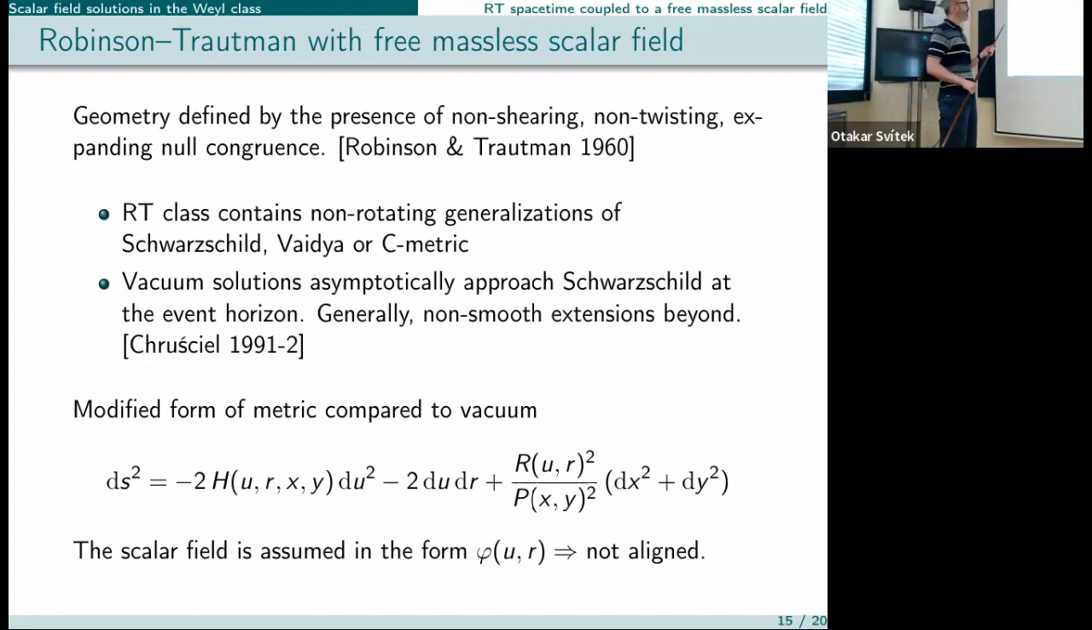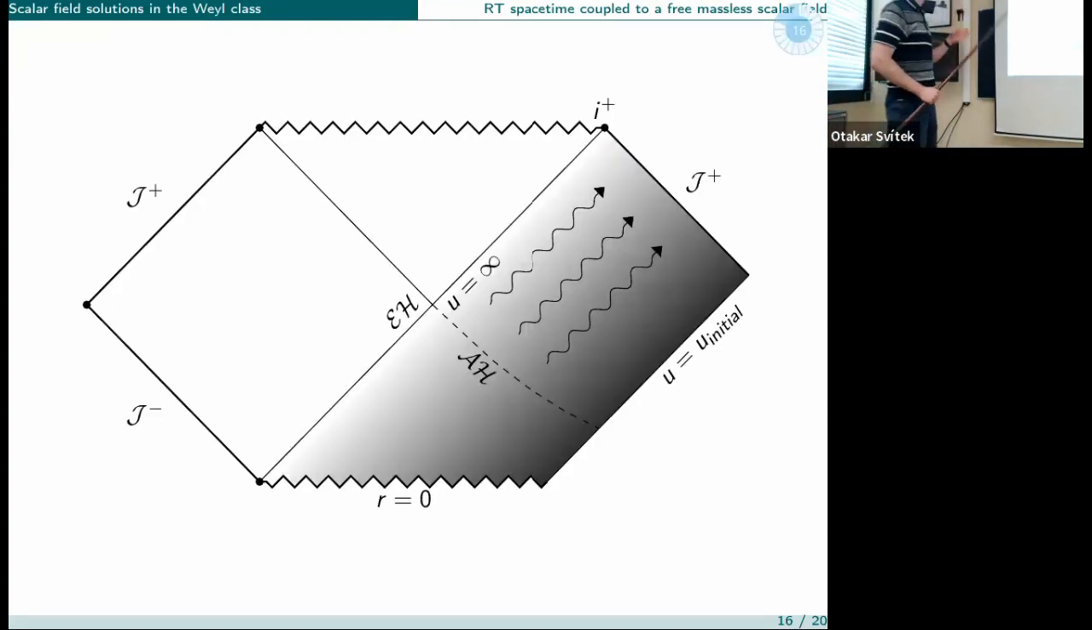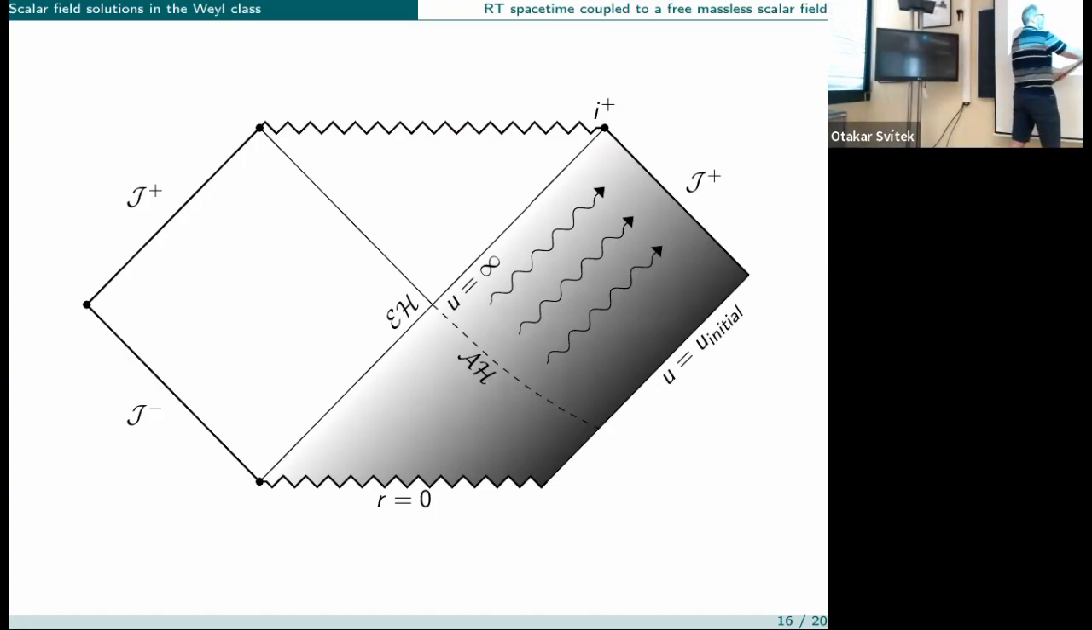And the vacuum version of this solution is the one that was discovered by Robinson and Trautmann. For this vacuum version, it took, as you see, more than 30 years to properly analyze its meaning. So now I will skip to the space-time diagram. This is the vacuum Robinson-Trautmann solution. And what is the meaning is that only this portion is really the Robinson-Trautmann spacetime.